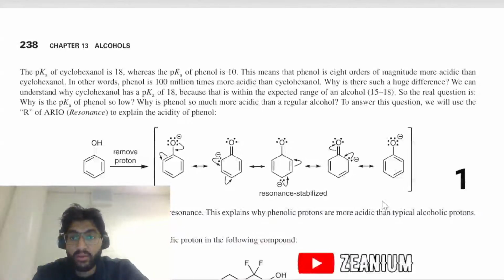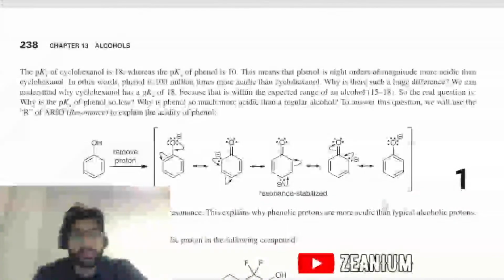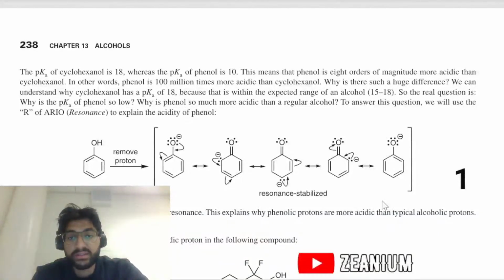We can understand why cyclohexanol has a pKa of 18, because that is within the expected range of alcohols, 15 to 18. So the real question is, why is the pKa of phenol so low? Why is phenol so much more acidic than a regular alcohol? To answer this question, we will use the R in ARIO, resonance, to explain the acidity of phenol. So we remove the proton from the phenol and do resonance. This goes there, this goes there, this goes there, this goes there.